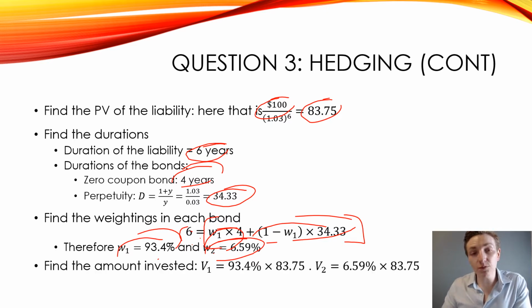We would then be able to multiply these by the present value of our liability to calculate how much we would put into each of these two bonds. And that would give us our solution here.